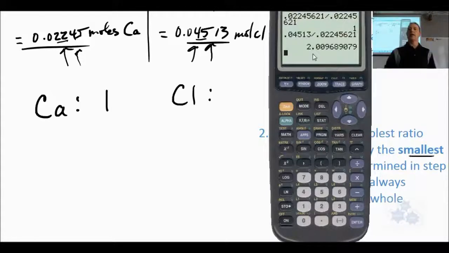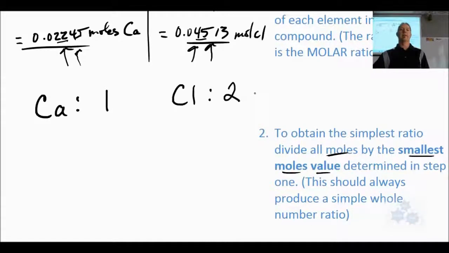And look at this. When you round a decimal, you're going to get numbers a little bit off the whole number ratio, but we've got 2.00968, so that is 2, right? So you just round it to the nearest whole number. Now, if it's not really close to a whole number, you might have a ratio like 2.5. And if that happens, if you have 1 to 2.5, then that's actually going to be 2 to 5, right?